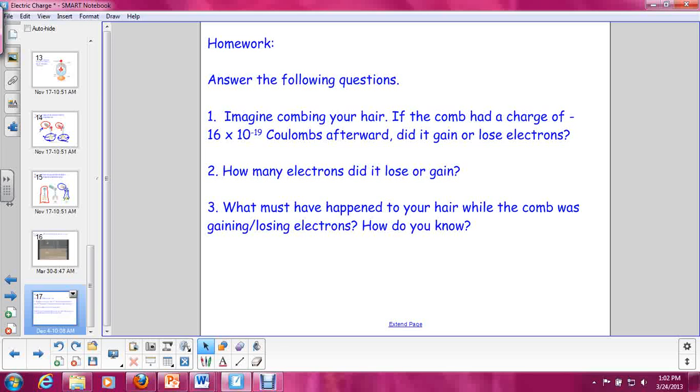Your homework for tonight is to answer these 3 questions. Number 1, imagine combing your hair. If the comb had a charge of negative 16 times 10 to the minus 19 coulombs afterward, did it gain or lose electrons? How many electrons did the comb lose or gain? And what must have happened to your hair while the comb was gaining or losing these electrons? And how do you know? So answer these questions and have the answers ready to turn in the next time you come into class.